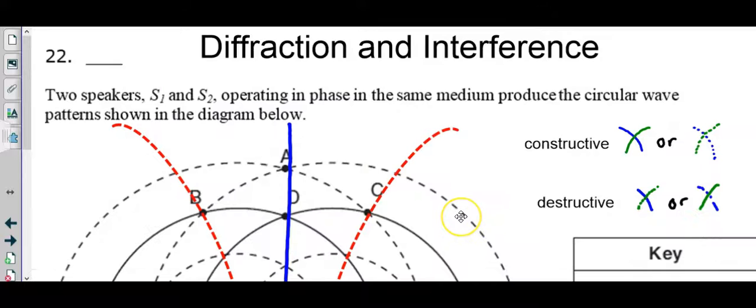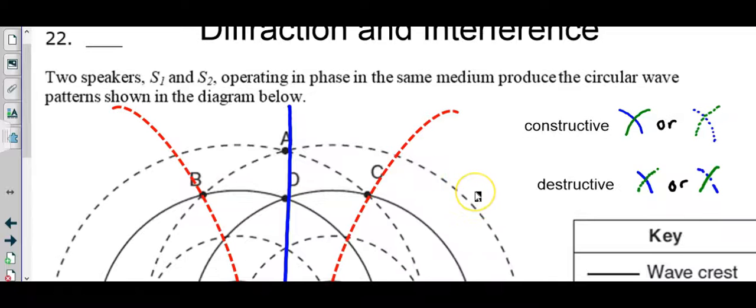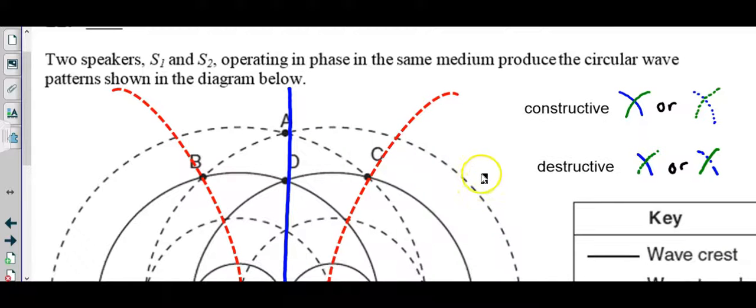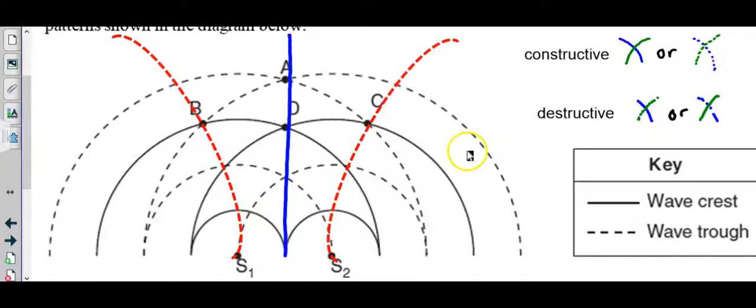Okay, let's take a look at a problem on diffraction interference. This is number 22. It says two speakers, S1 and S2, are operating in phase in the same medium, produce a circular wave pattern shown in the diagram below. We know what this pattern now is. All the solid lines are the wave crests, all the dashed lines are the wave troughs. And wherever solid meets solid, you have constructive interference.